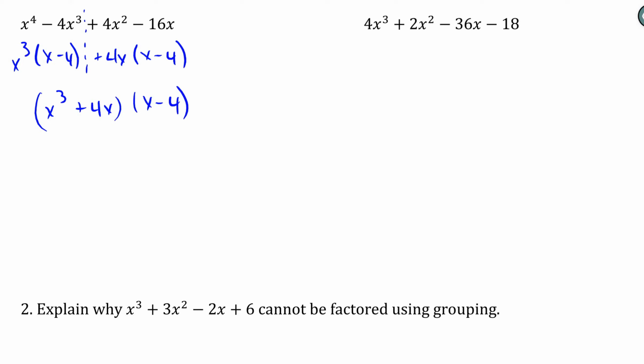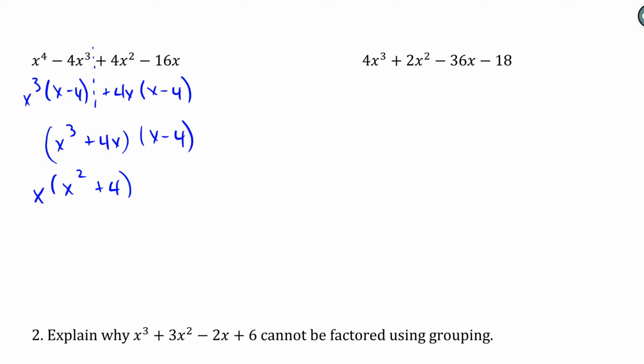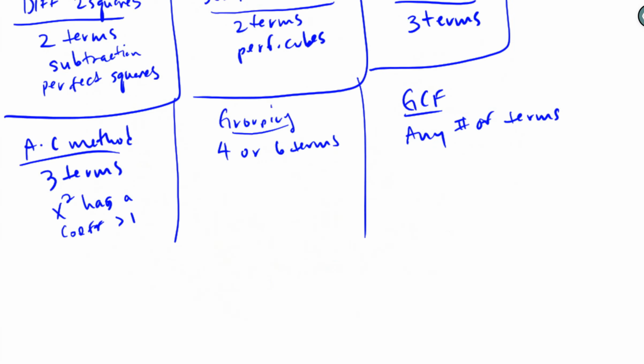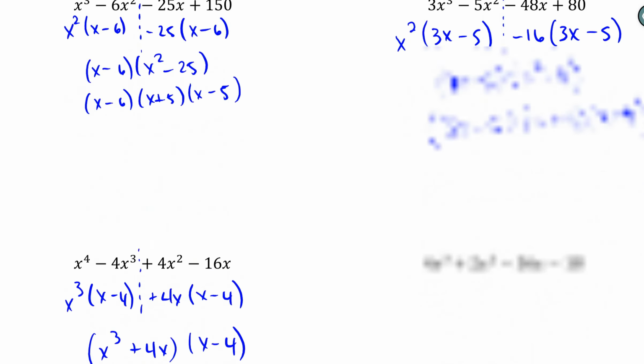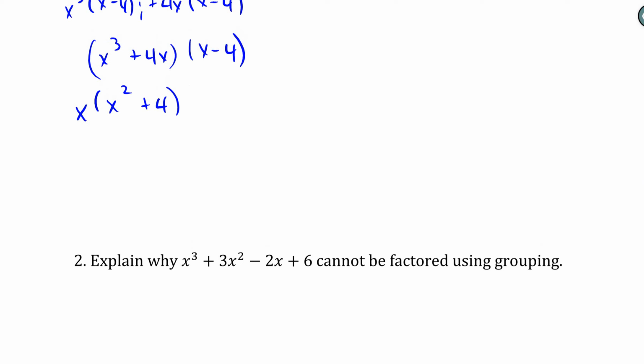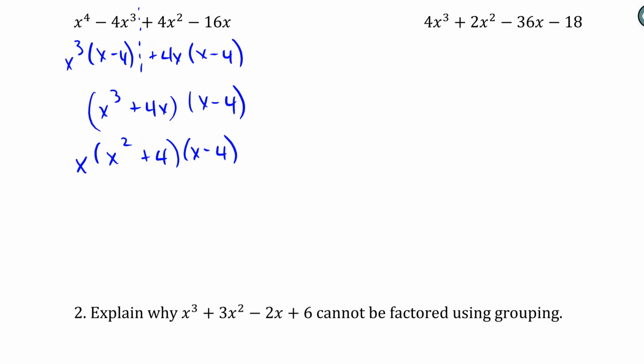So, because there's a GCF here, I can say, well, I could divide out x, leaving me with x squared plus 4, and x minus 4. Now, if I had divided out the GCF first, I'd wind up getting the same exact answer, so it really doesn't matter too much.